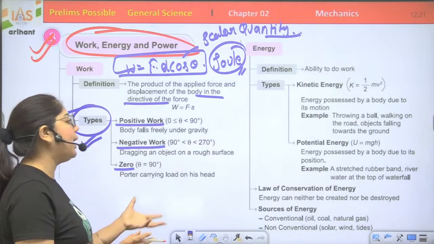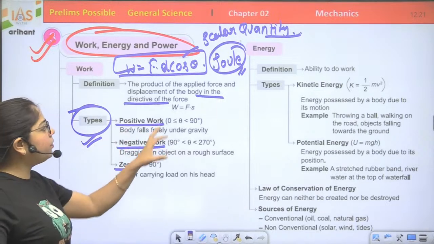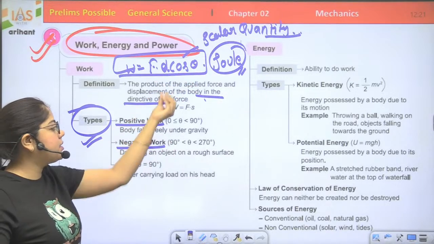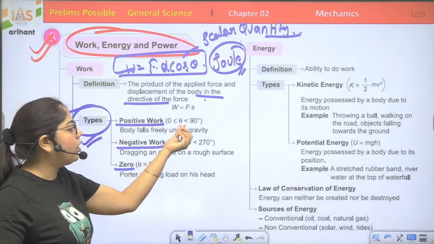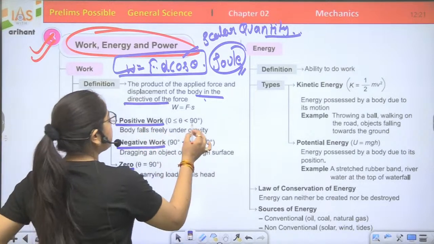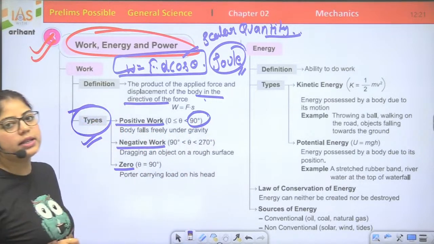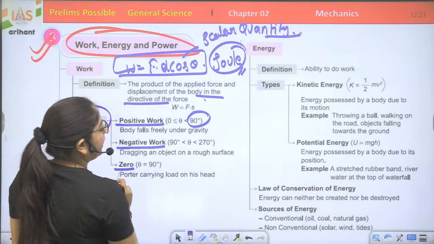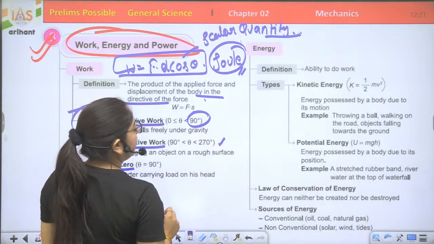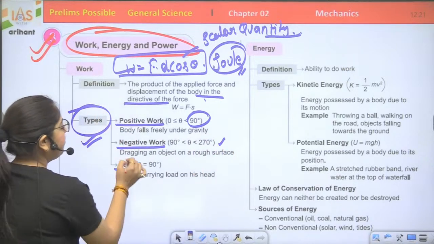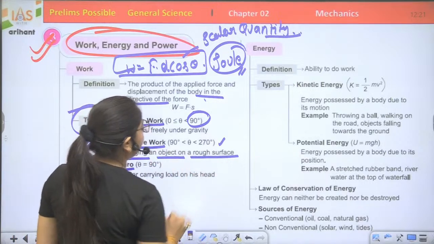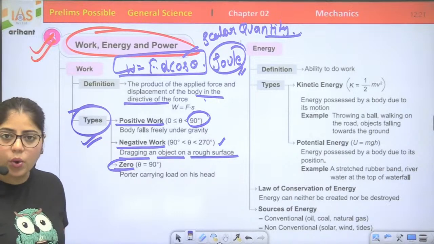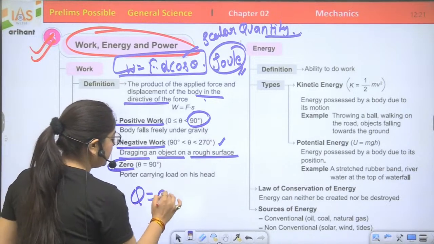Positive work is when cos theta is positive, that is, when theta is between 0 and 90 degrees. Clear? Negative work is when theta is greater than 90 degrees and less than 270 degrees, for example, dragging an object on a rough surface. Clear? Zero work occurs when theta becomes 90 degrees.